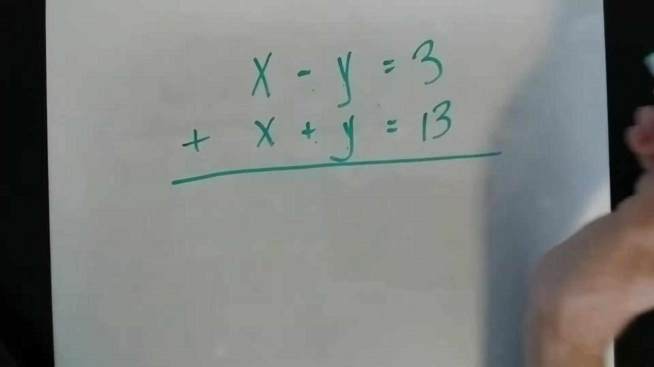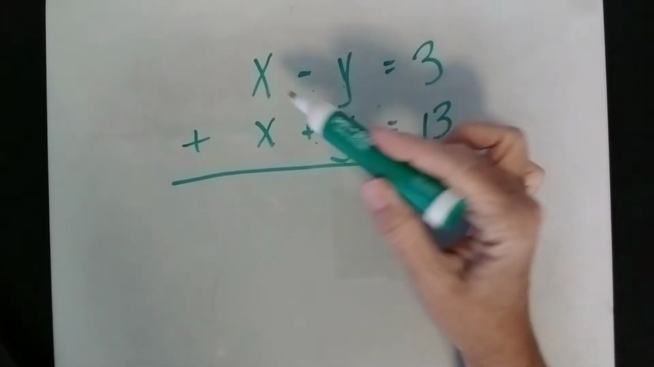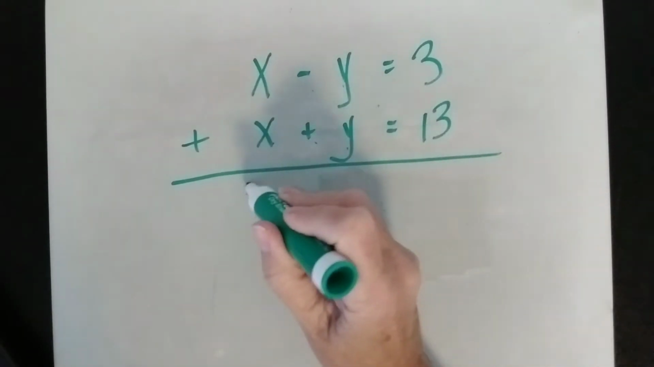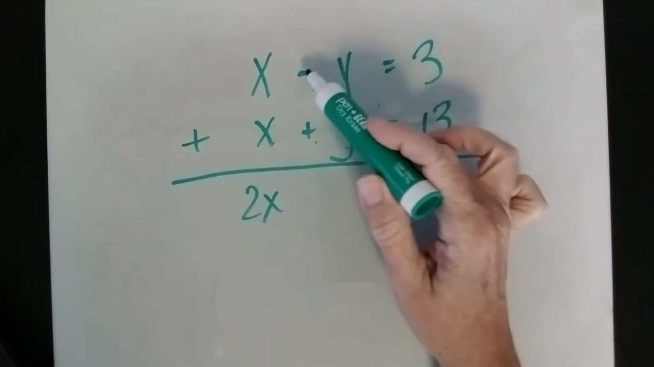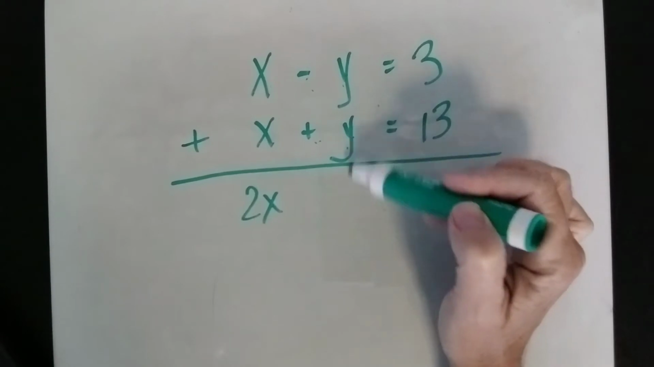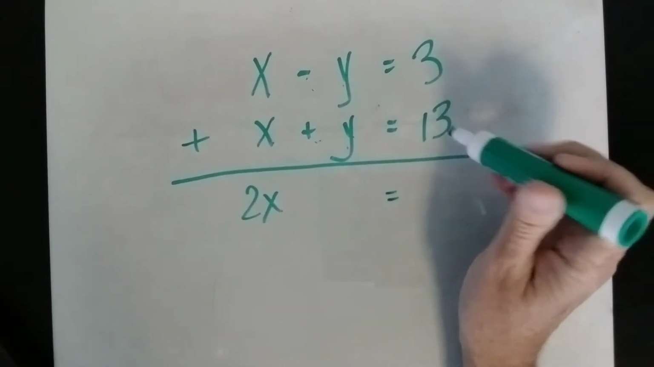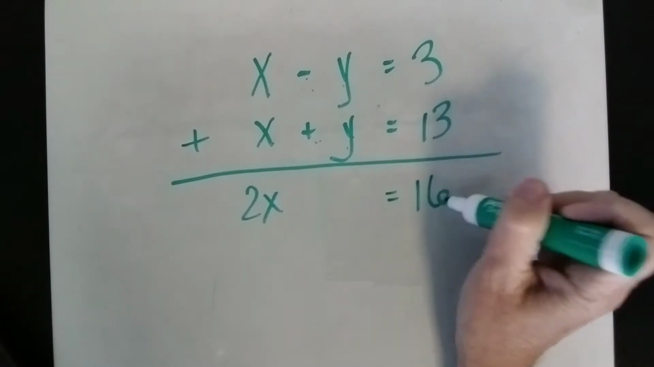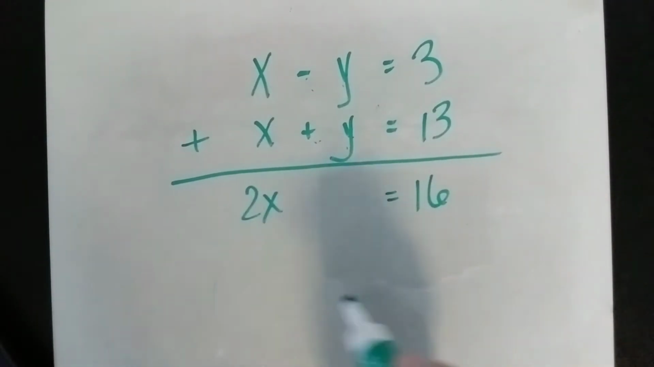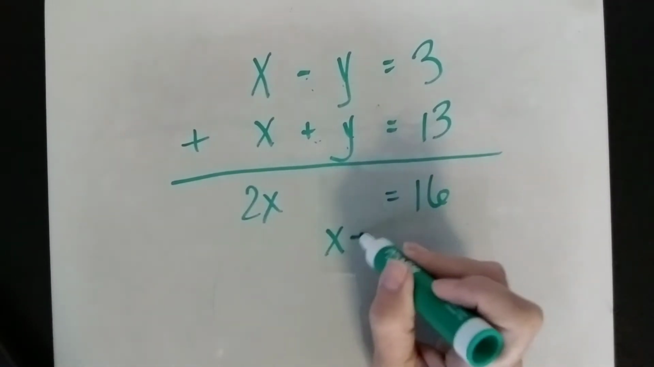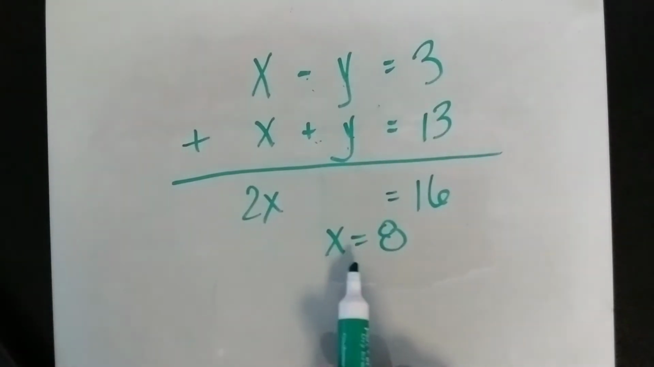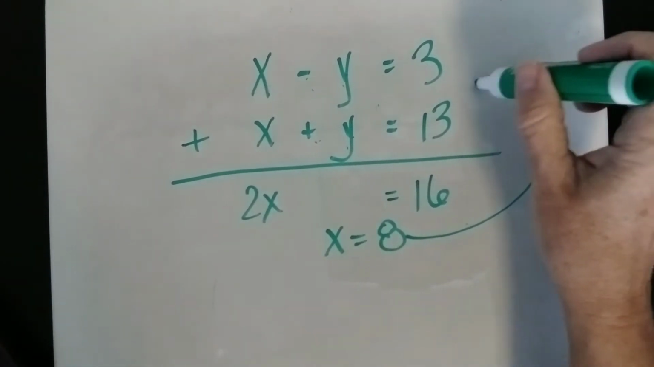I'm just going to add the two equations together. So x plus x equals 2x. A negative y plus a positive y cancel out to make 0. And then 3 plus 13 equals 16. So again, 2x is 16, so 1x would be 8. And then we plug it back in to see what y is.